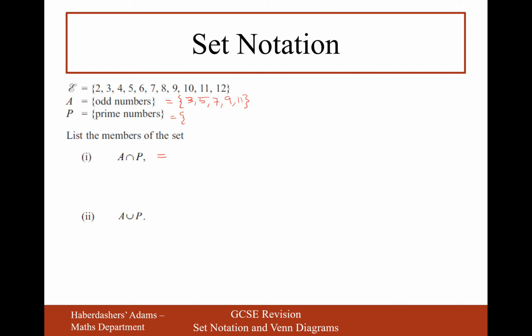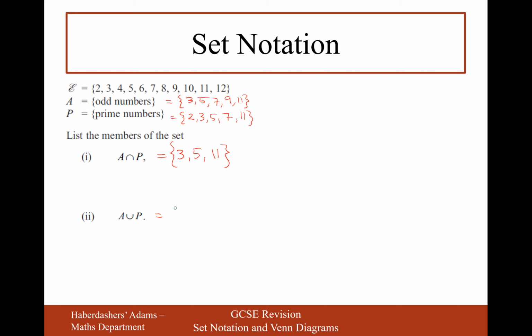And the prime numbers are all the numbers that are prime. So that includes 2, 3, 5, 7, 11. And we want the intersection of the set A and P. So I want any number that's in both set A and set P. So 3. 3 belongs in both of the sets. So does 5. And so does 11. Okay, and we'll put these squiggly little brackets around it, because that's what you do with sets.